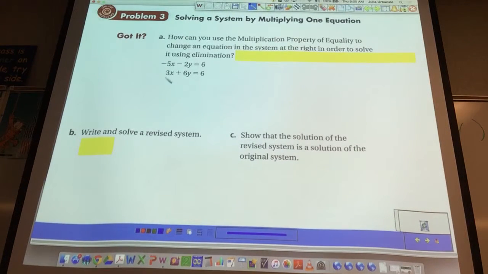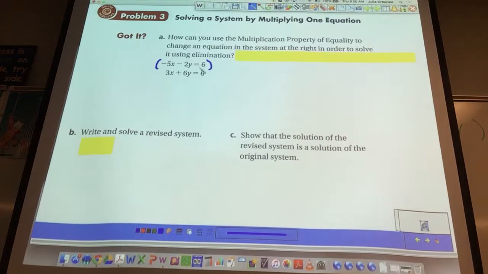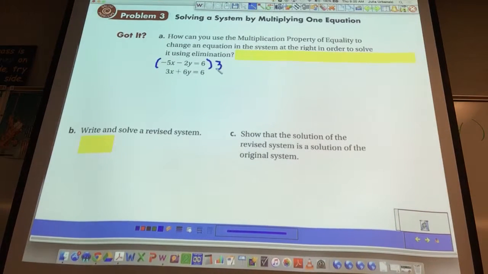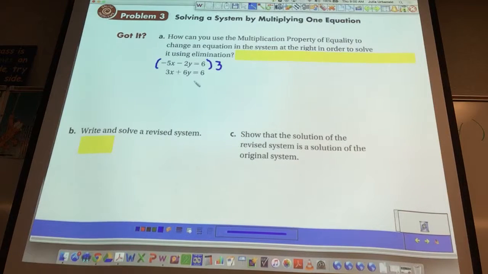Does it look easier to turn a 3 into a 5 or to turn a 2 into a 6? 2 into 6. Turn the 2 into a 6. So take the entire top equation and multiply it by 3. That way we would have 6's in the middle. So write that with me.